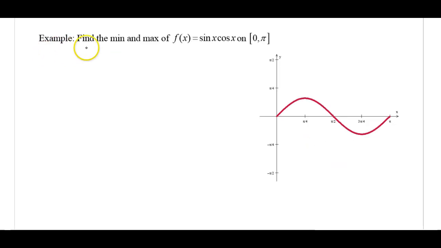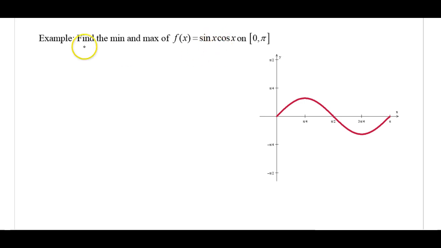Alright, in this last example, I want to find the min and max, so it's implied the absolute min and max of f of x equals sine x times cosine x on the closed interval from 0 to pi. So similar type of problem to what we've been doing. The only difference is this involves trig functions, which is what makes it a lot more challenging for students, but it's something we're going to have to get past because there's a lot of trig coming up in this chapter and in future sections. So the unit circle is something you should absolutely be familiar with from your previous classes.